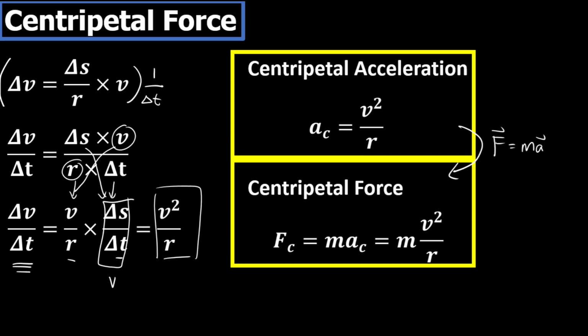To summarize, centripetal acceleration stems from the change in direction. It doesn't come from a change in the magnitude of the velocity, because the magnitude of the velocity is just speed, which does not change. The direction, however, changes. And because of this direction change, we have centripetal acceleration. And because we have centripetal acceleration, a force will come about, and we call that force the centripetal force. That is it for this video.